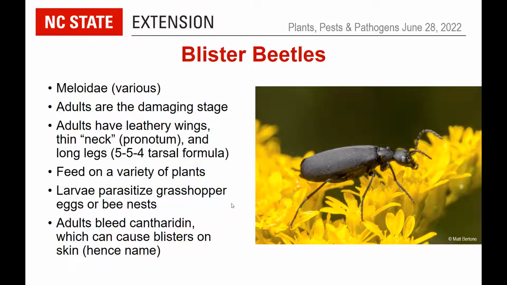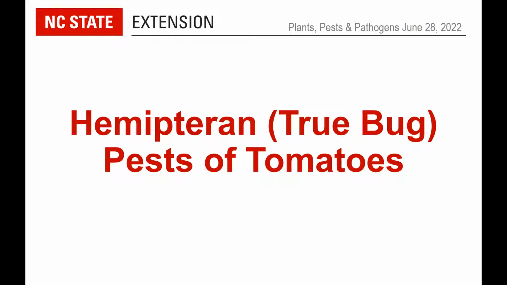Okay, let's see, next one. So next group are the Hemiptera, the true bugs. These are all going to be sucking insects. They have long sucking mouth parts, and so do not cause chewing damage or actually remove tissue from the plants. They just suck the juices from the plants.